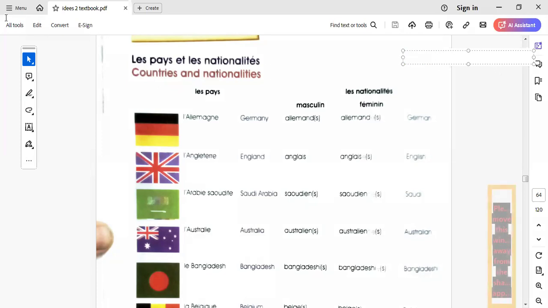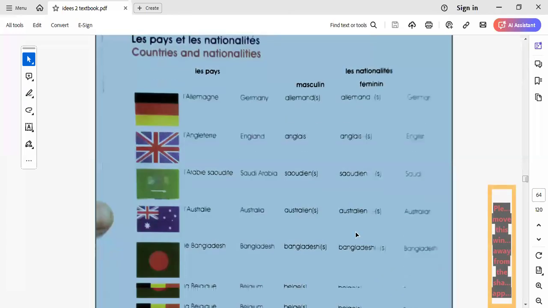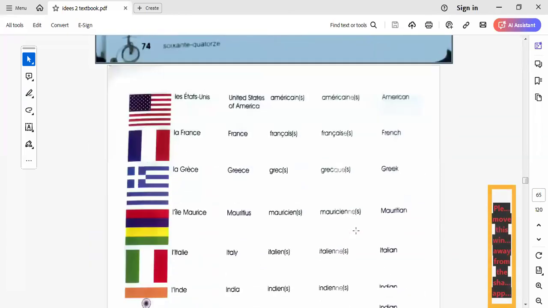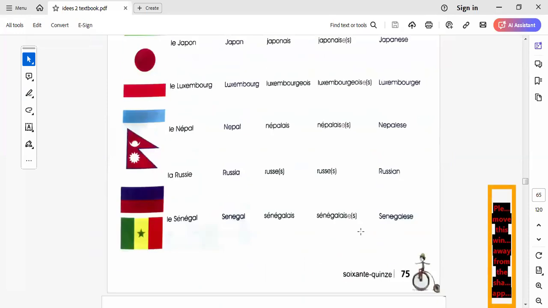And in my book, it is a little blurred. So you all have to learn this. There is a long list.